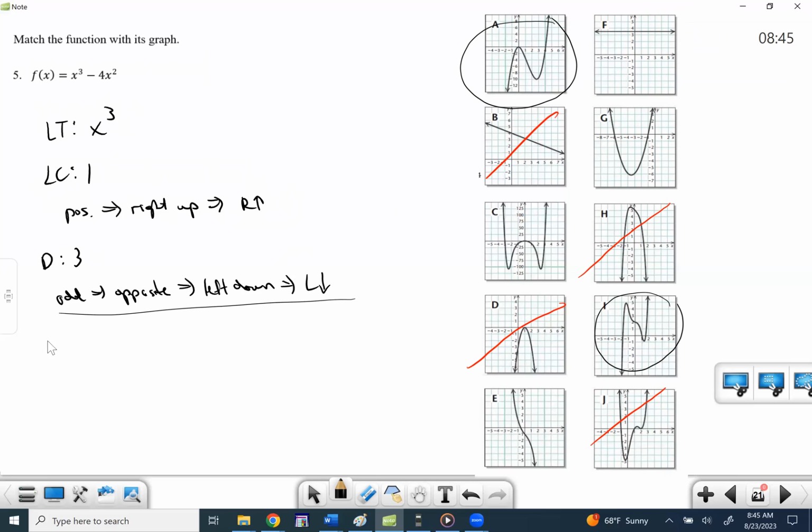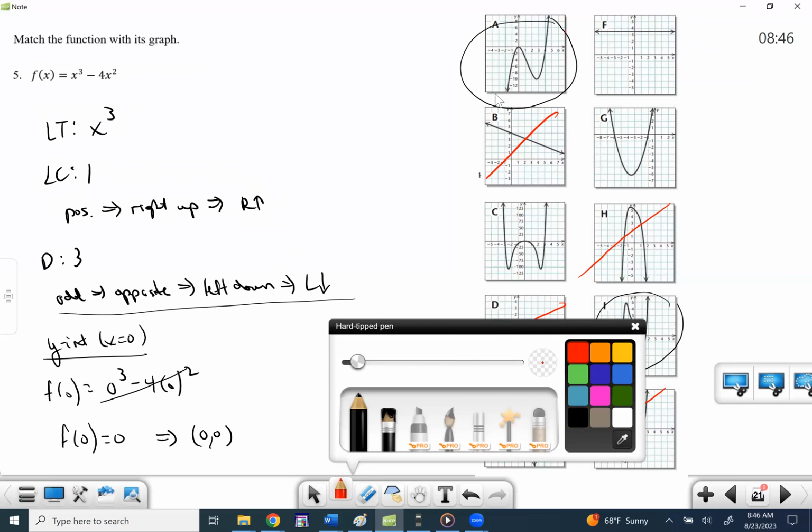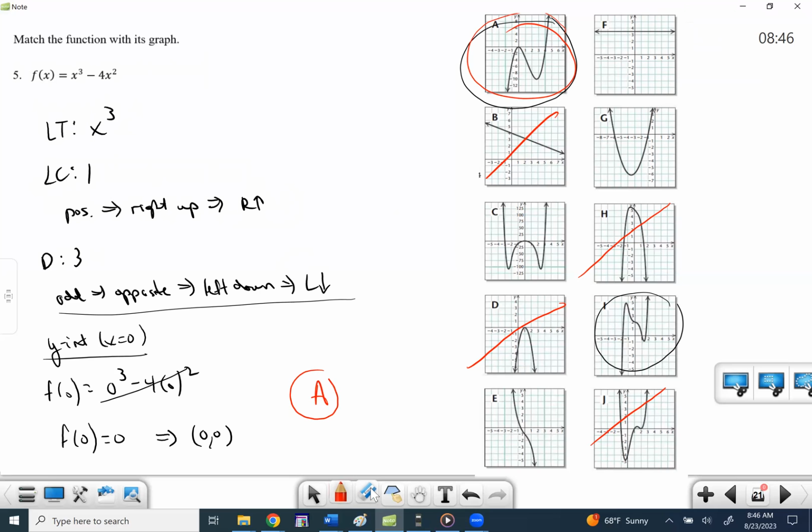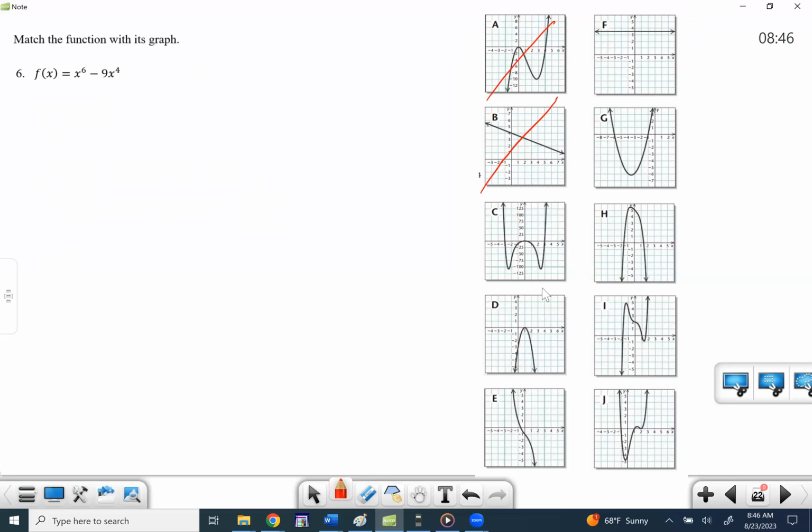I bet the y-intercept will help us. Remember, for the y-intercept, we let x be 0, and I've been saying it's the last number. This one's kind of tricky, I mean, not really once I show you. If we plug a 0 in, everything's going to go away. So that means that this graph passes through 0, 0. Of those two, the only one that goes through 0, 0 is A, right? So A must be our answer. So I'm going to take I off of there. So A, B, D, H, and J are gone. We're almost there, you guys.